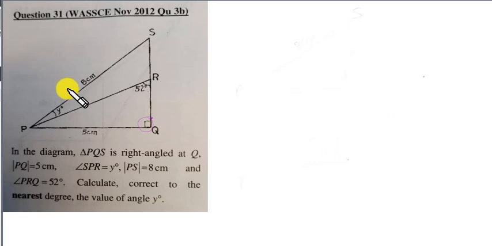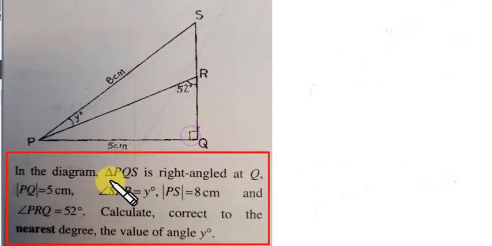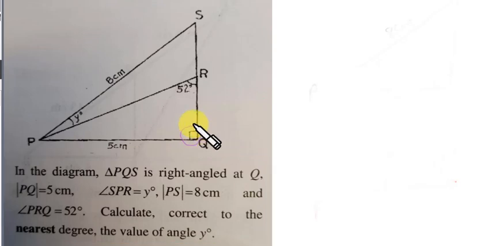Hello, and we solve this question from WASSCE November 2012, question 3b. It says that in the diagram, triangle PQS is right angled at Q. So we see that at point Q there is a 90 degrees angle here. So PQS is, of course, right angled at Q. The length PQ is 5 centimeters. That is from P to Q here is 5 centimeters.